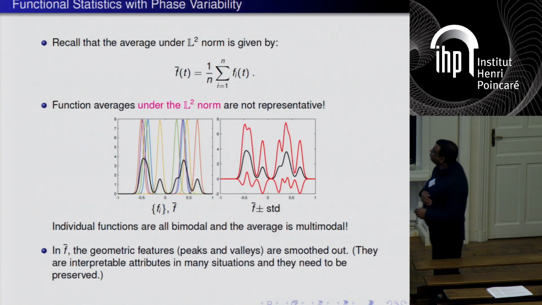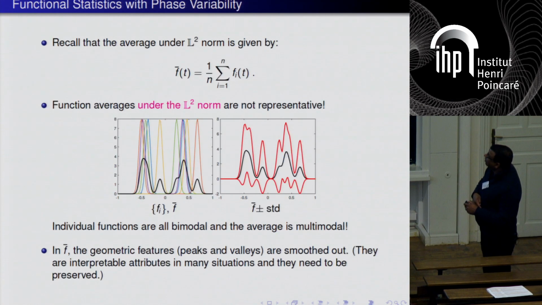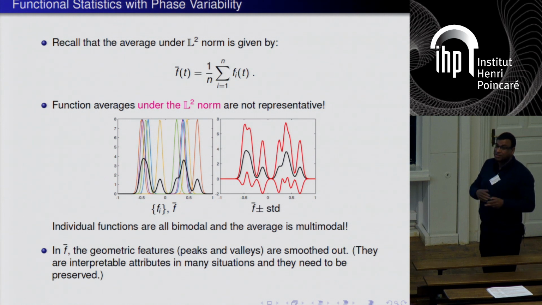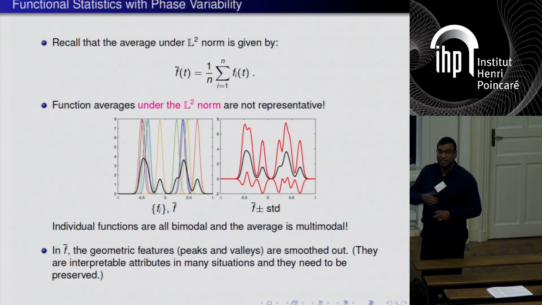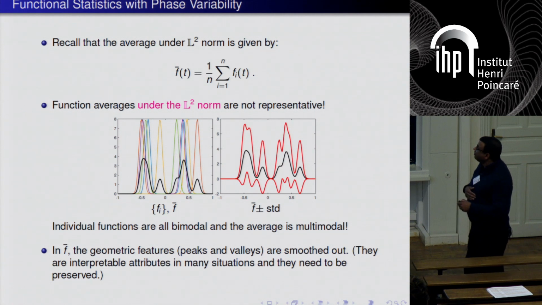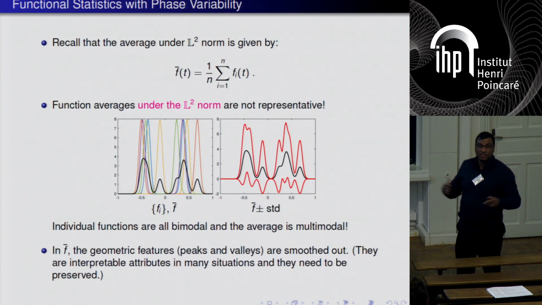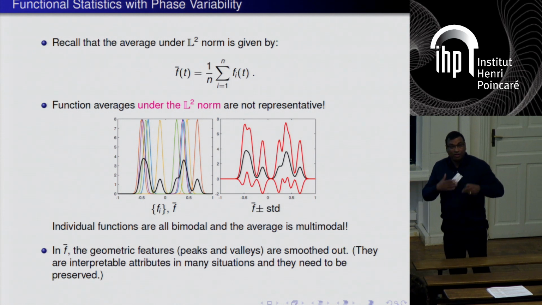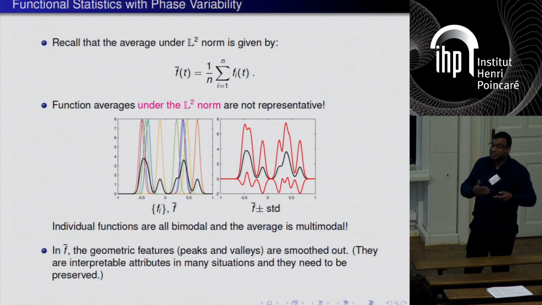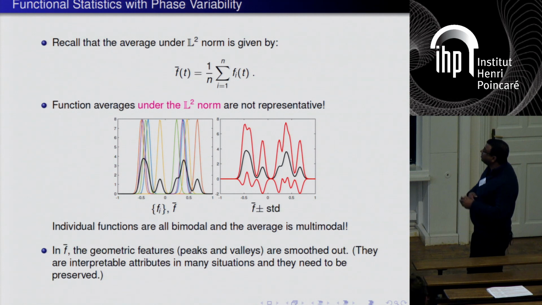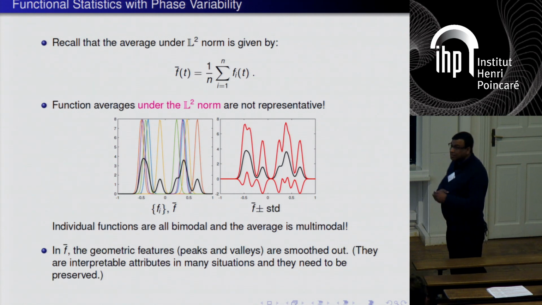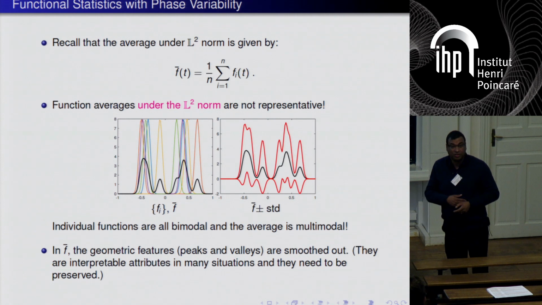Some more examples of the consequences. Under the L2 norm, suppose I want to compute a simple average of a number of functions that are all bimodal, but their peaks are all shifted. There is phase variability in the data. If I take the standard average based on the L2 norm, I get an average which has multiple modes. I have lots of bimodal functions, but their average is not bimodal and is not a good representative. Similarly, if I try to characterize the variations, the variation does not look normal or natural.